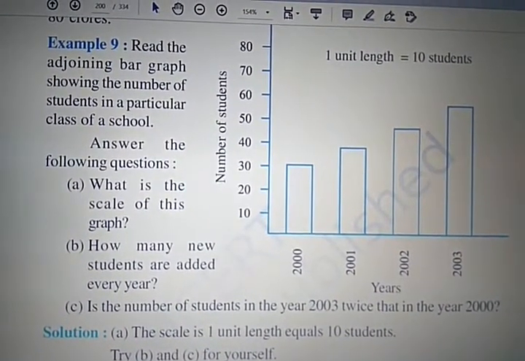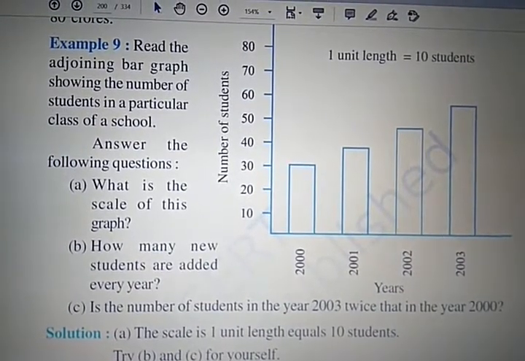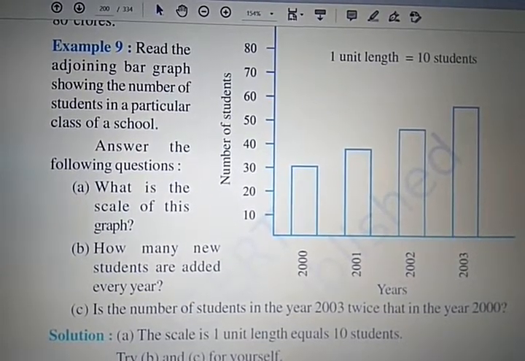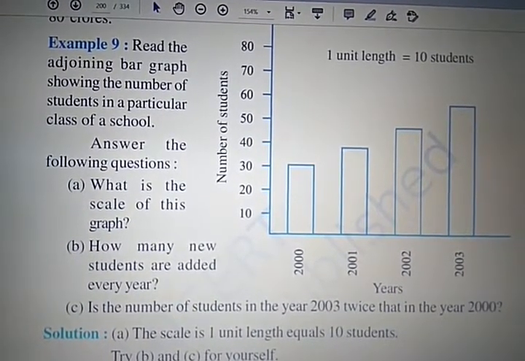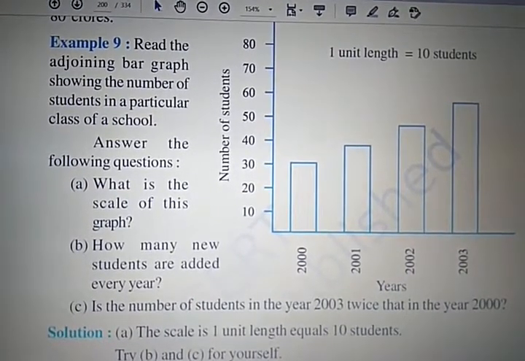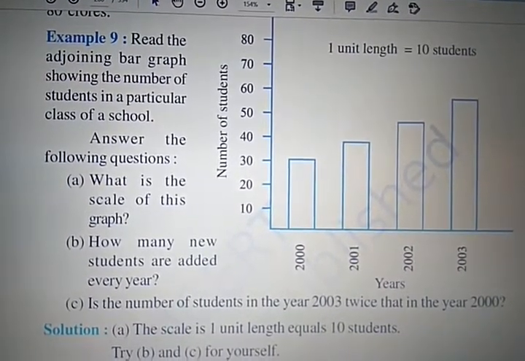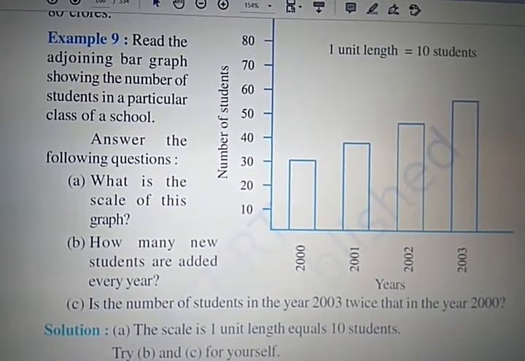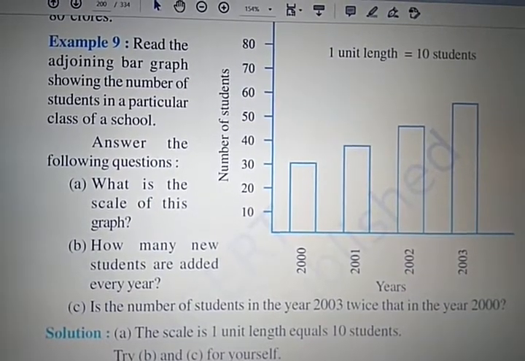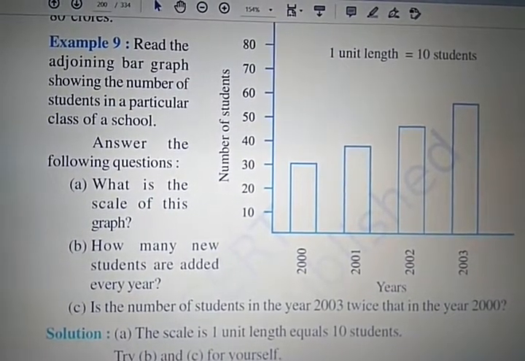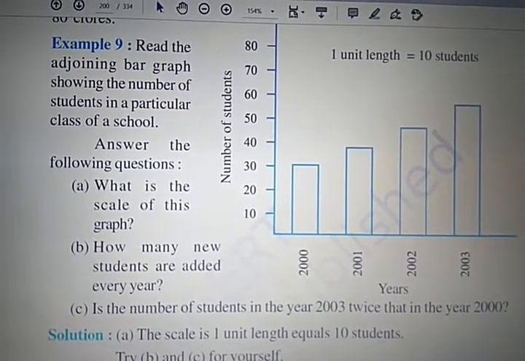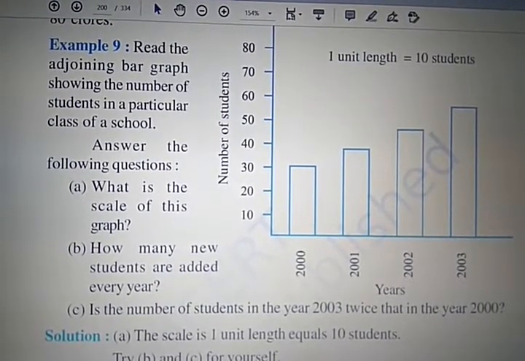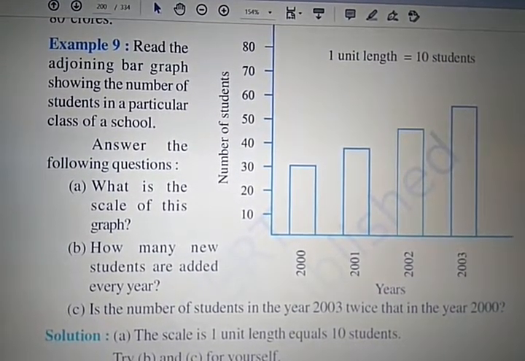The first question, A: what is the scale of this bar graph? Here you can see the scale of the bar graph: 1 unit length is equal to 10 students. B: how many new students are added every year? Now you see, when you observe this bar graph, on the x-axis, the horizontal line, the years 2000, 2001, 2002, 2003 are represented. On the y-axis the number of students is represented: 10, 20, 30, 40, 50, 60, 70, 80.